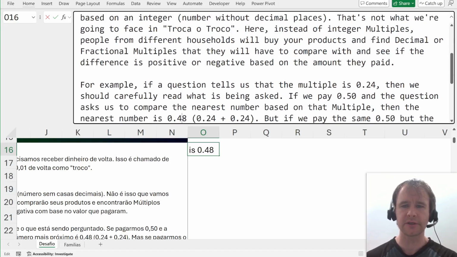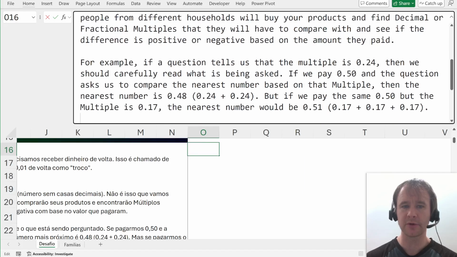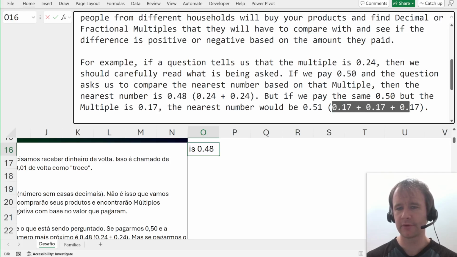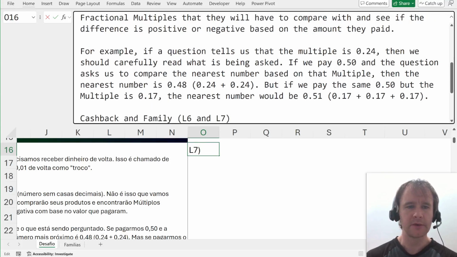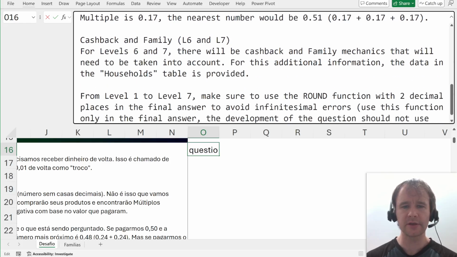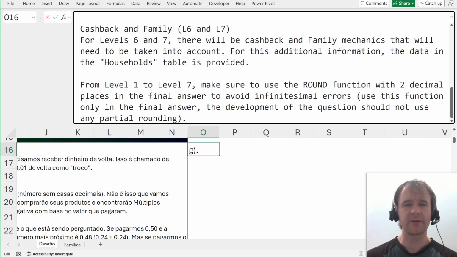For example, if a question tells us that the multiple is 0.24, 24 cents, then we should carefully read what is being asked. If we pay 50 and the question asks us to compare the nearest number based on that multiple, then the nearest multiple is 48. So 2 times 24 cents, or 0.48. But if we pay the same 50, but the multiple is 0.17, the nearest number would be 0.51. 0.17 times 3.